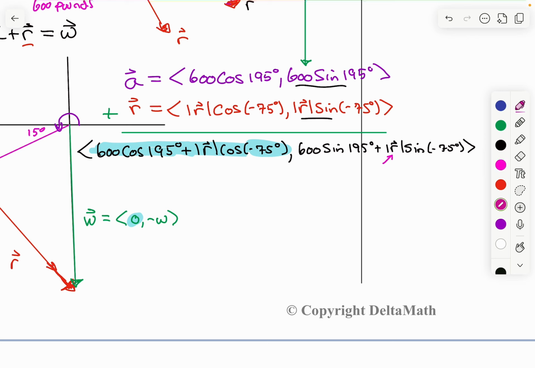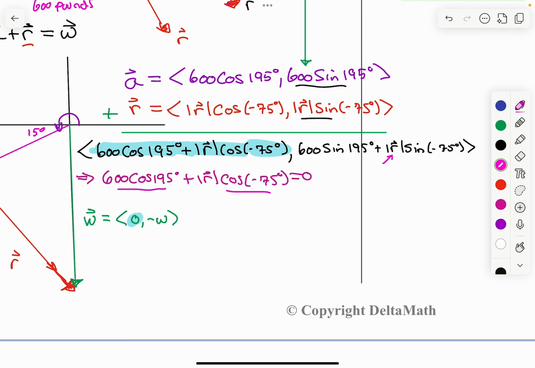So this implies that 600 cosine of 195 degrees plus the magnitude of R times cosine of negative 75 degrees has to be 0. In other words, if we subtract this from both sides and then divide by cosine of negative 75 degrees, the magnitude of R is negative 600 cosine of 195 degrees divided by cosine of negative 75 degrees.